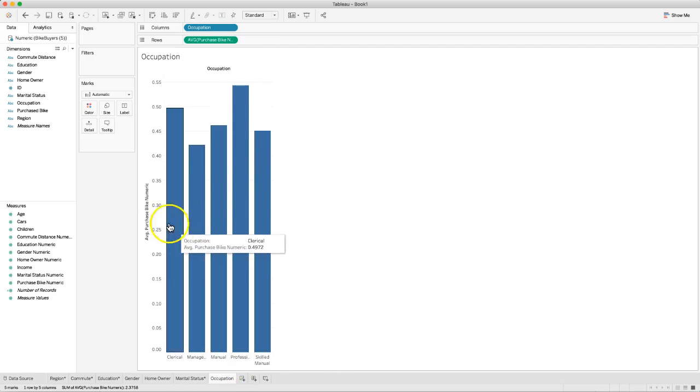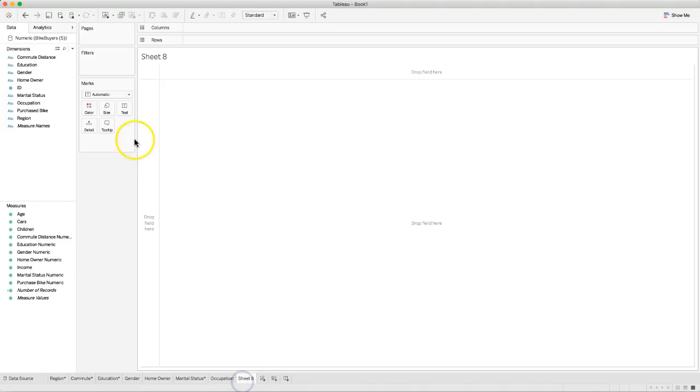Occupation. Yeah, I see a big difference between management and professional, but I don't know. I'm kind of hesitant to conclude because a lot of the average of these bars is, I don't know. I'm not going to star occupation. So let's move on now and look at measures.